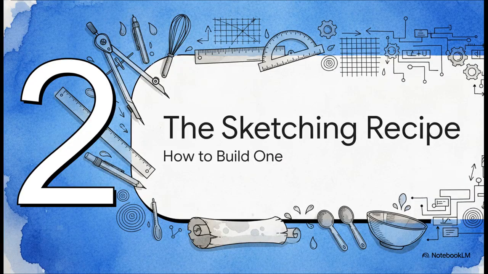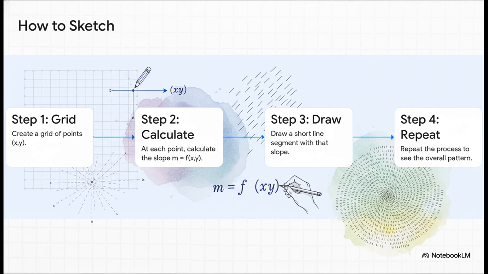Okay, so how do we actually make one of these things? They might look super complicated, but the recipe is surprisingly straightforward. Let's break down the process. First up, you'll lay out a grid of points, kind of like a checkerboard. Second, for every single one of those points, you plug its x and y coordinates into the differential equation to find the slope m. Third, you draw a tiny little line segment at that point with that exact slope. And finally, you just repeat this process over and over until this amazing overall pattern starts to pop out. It's like connect the dots, but with slopes.